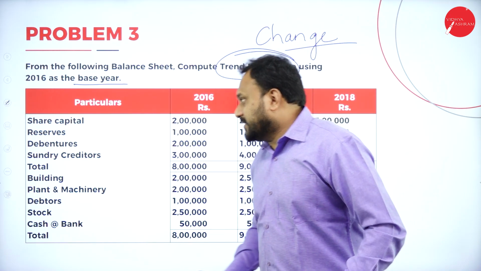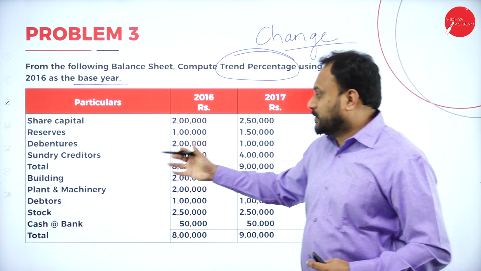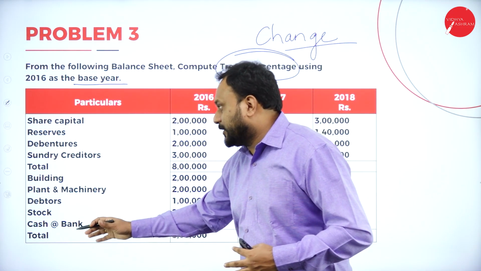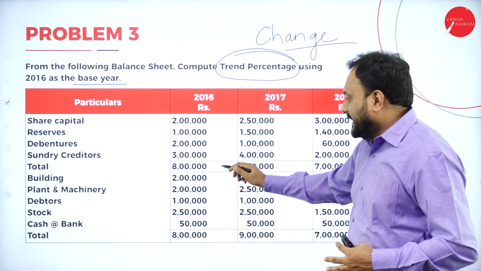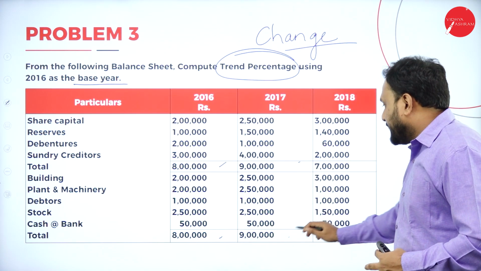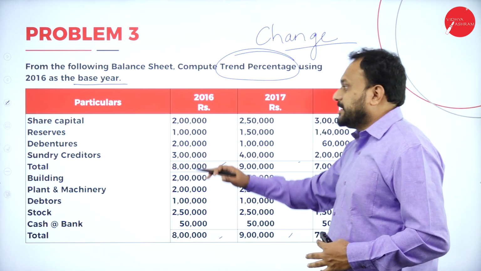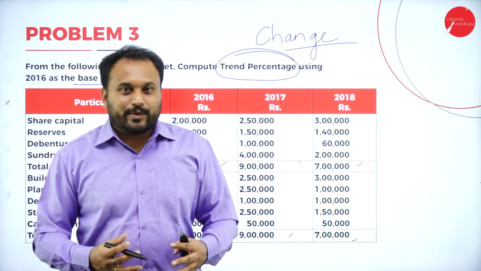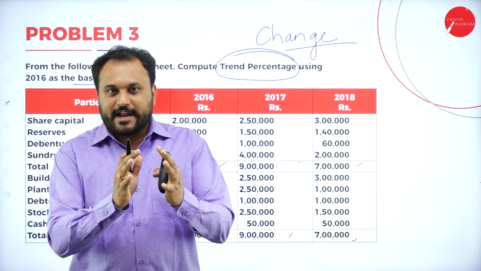We have share capital, reserves, debentures, sundry creditors, total, building, plant and machinery, debtors, stock, cash at bank, and then total. And what exactly is the total? 8 lakh here, 8 lakh, 9 lakh, 9 lakh, 7 lakh, 7 lakh. So the balance sheet is proper, done. Now understand how we'll go with it. The format is the same as what I told you, right?